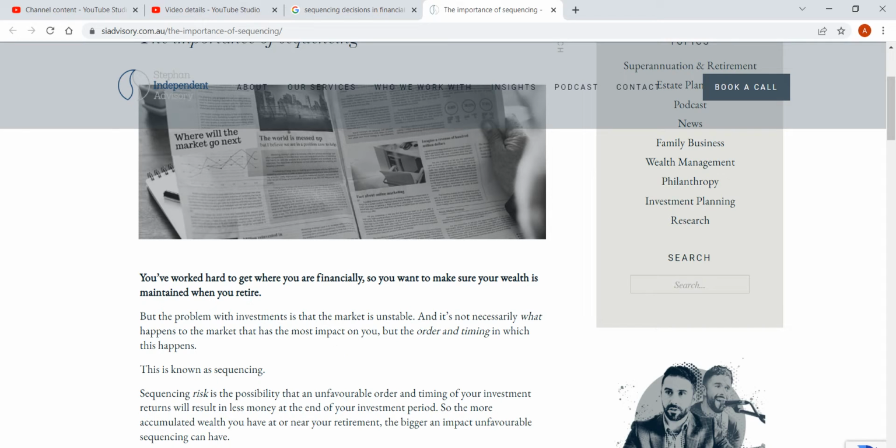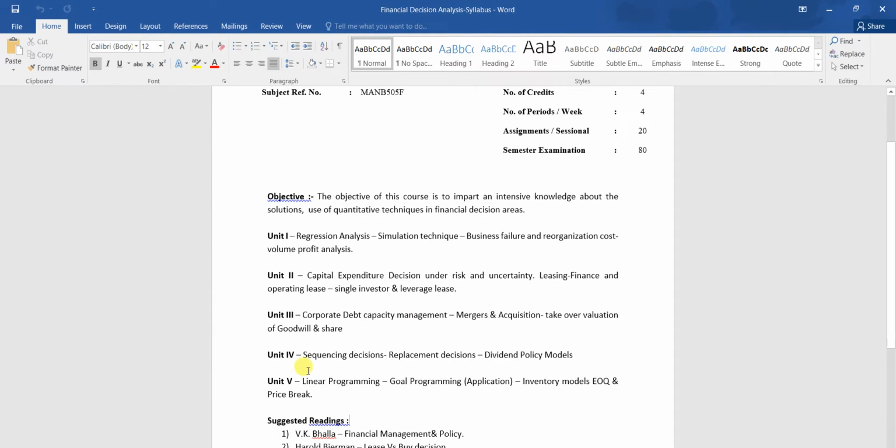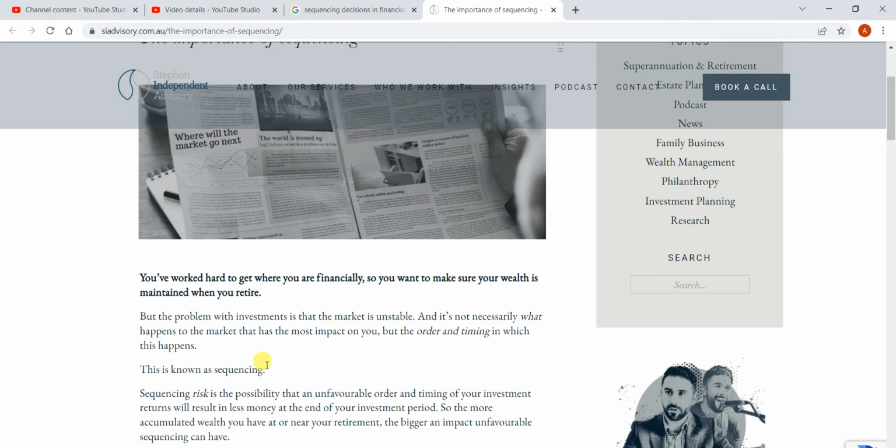So in this session we are starting unit 4, sequencing decisions. In this particular session I am going to cover only sequencing decision. In the next session we will cover replacement decision and dividend policy models. So let's see the sequencing decisions.